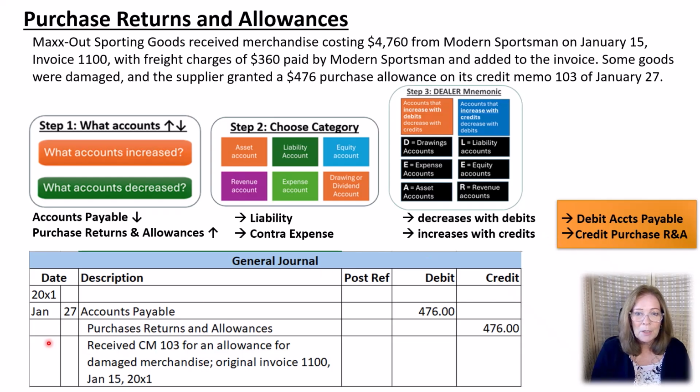We prepare the journal entry by entering the date into the date columns, write accounts payable into the description column, and $476 into the debit column. On the next line, we write purchases, returns, and allowances, and a credit of $476. When Max Out Sporting Goods pays Modern Sportsman, we debit accounts payable for $4,644 and credit cash for the amount of the original invoice of $5,120, less the credit memo of $476, for $4,644.